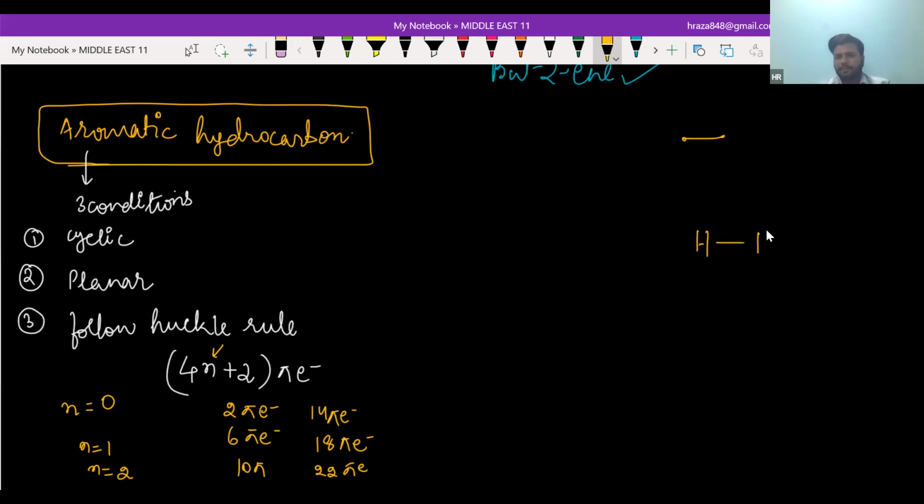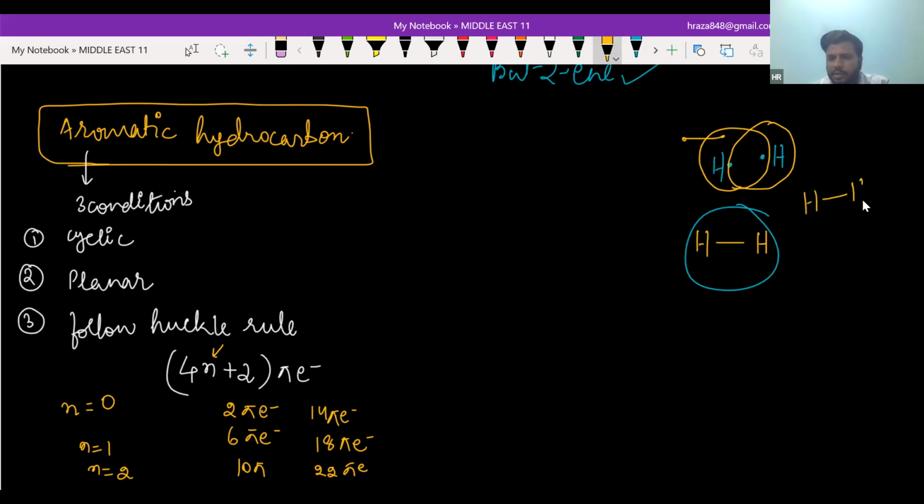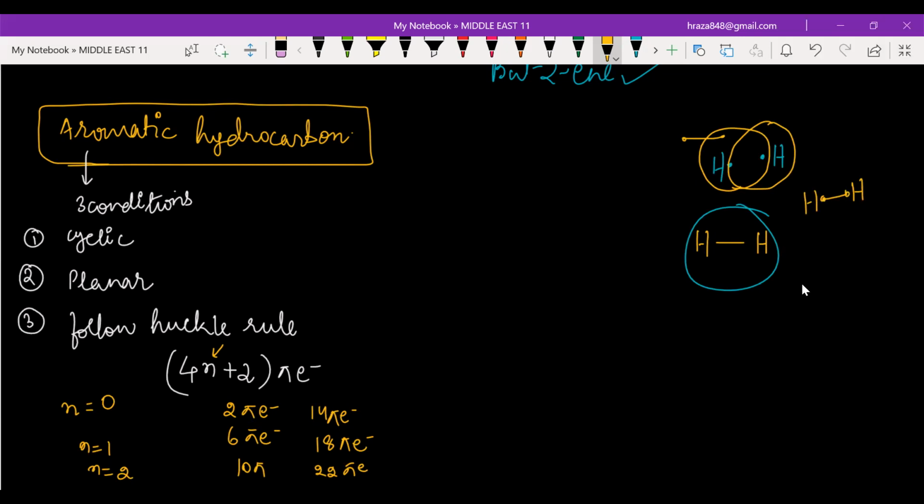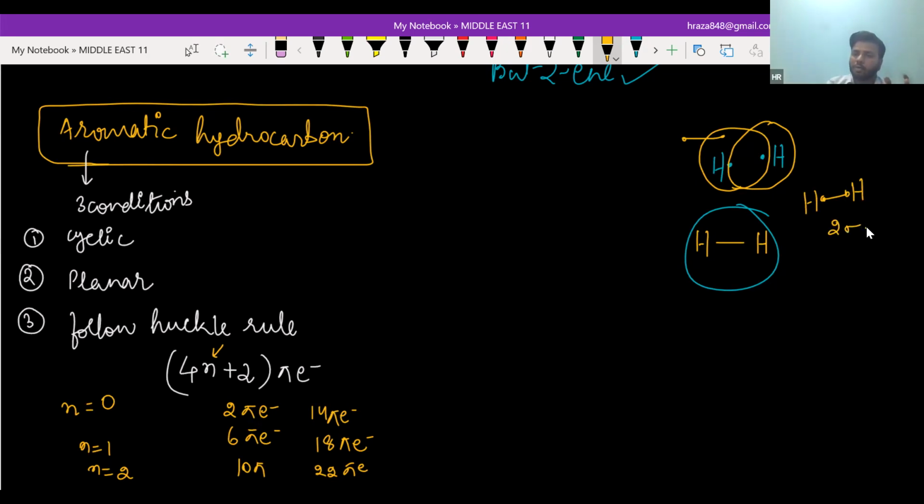Here is H-H. Now you know how it makes a bond. Hydrogen has one electron, and this hydrogen also has one electron. So it will share this electron with this, and share this electron with this. So a bond is formed between these two hydrogen atoms, and you can see one bond contains two electrons. So if it is a sigma bond, that means a single bond, that means two sigma electrons.